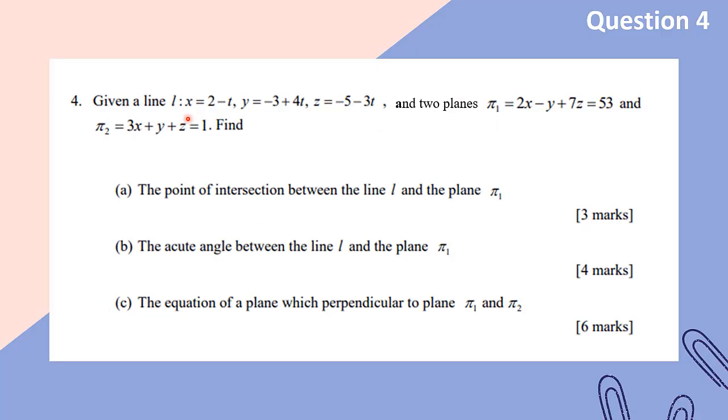Question 4. Given a line and two planes, that is pi sub 1 and pi sub 2. So you have to find the point of intersection between line L and the plane pi sub 1, the acute angle between L and the plane pi sub 1, and the equation of the plane which is perpendicular to the planes pi sub 1 and pi sub 2. So let's look at the solution.